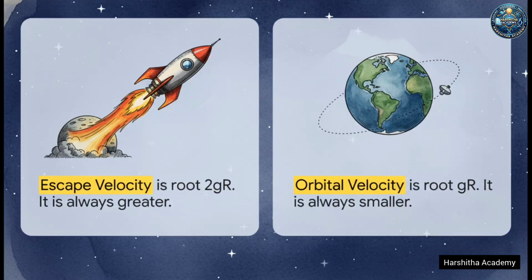To wrap up gravitation, yes, you need Newton's law, but I want you to focus specifically on velocities. Escape velocity is root 2gR, while orbital velocity is just root gR. Do you see the absolute rule there? Escape velocity is always greater than orbital velocity. Lock that comparison in your head right now.